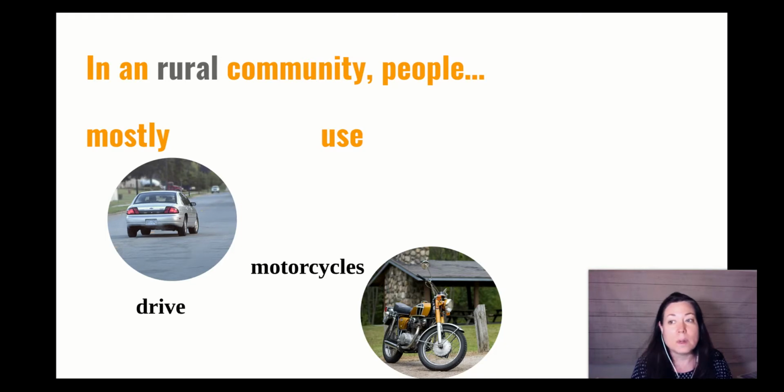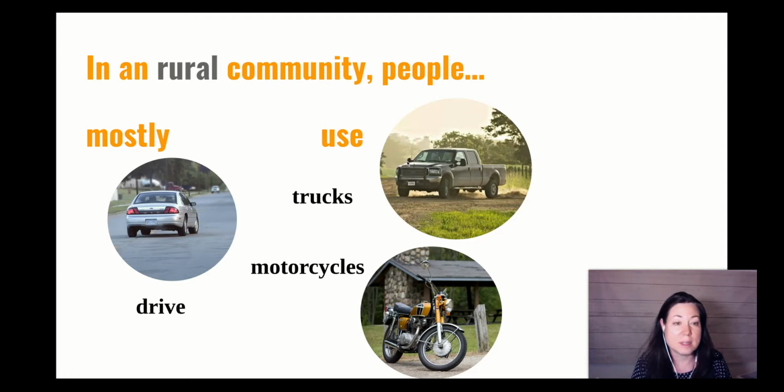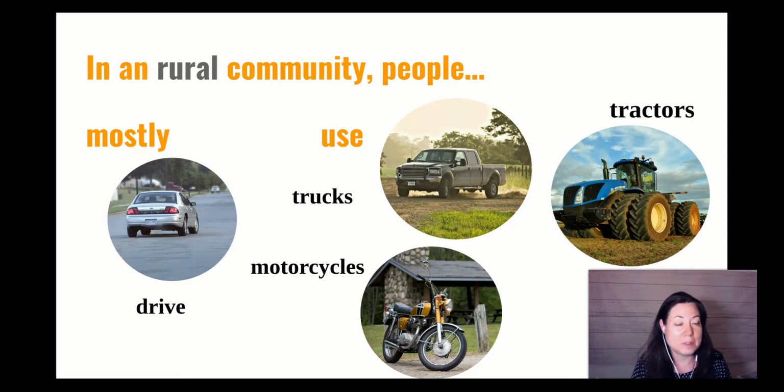It's also sometimes used trucks because some of the roads in rural communities are dirt and you need big trucks that are able to go down dirt roads. And also because rural communities have lots of farms, people use tractors to get around on their farm and to go different places in their farm and use them to plow their fields and help them take care of the land.